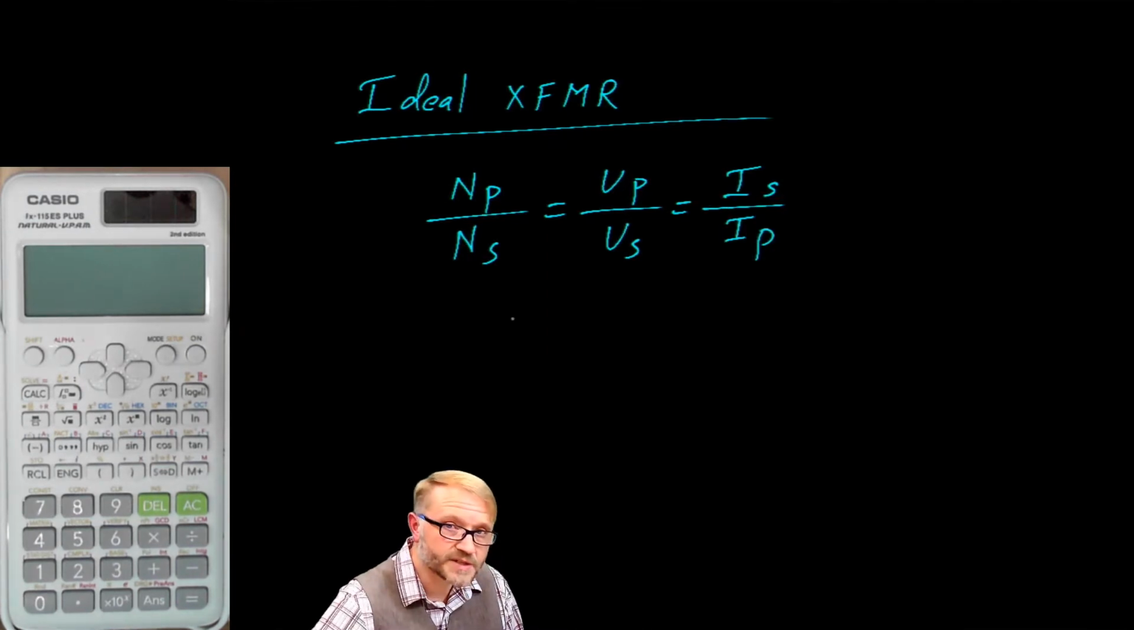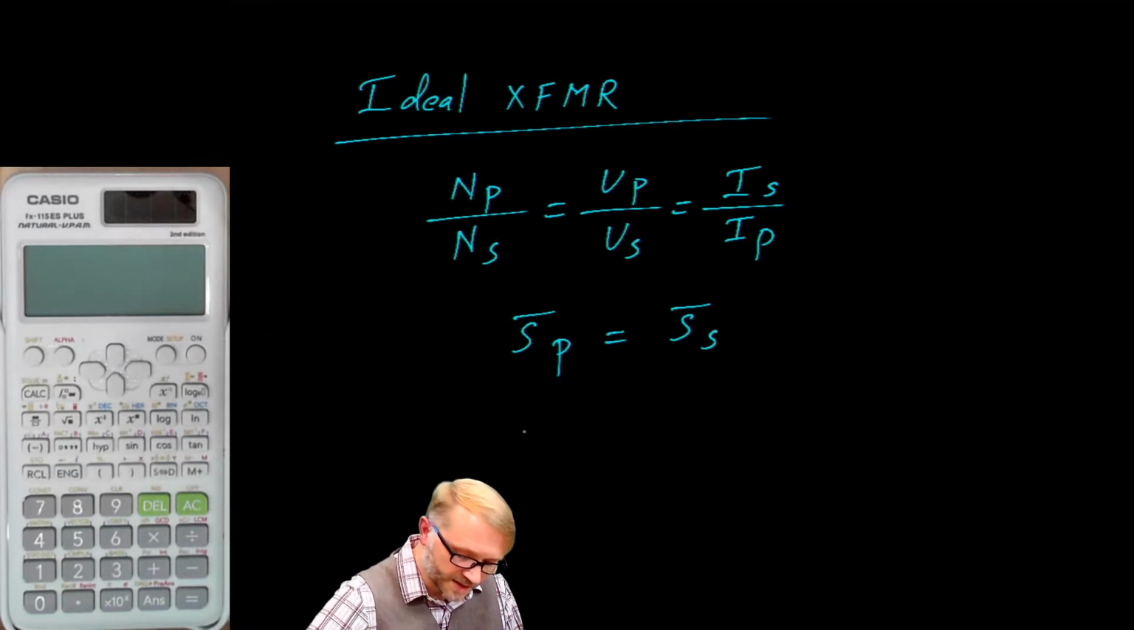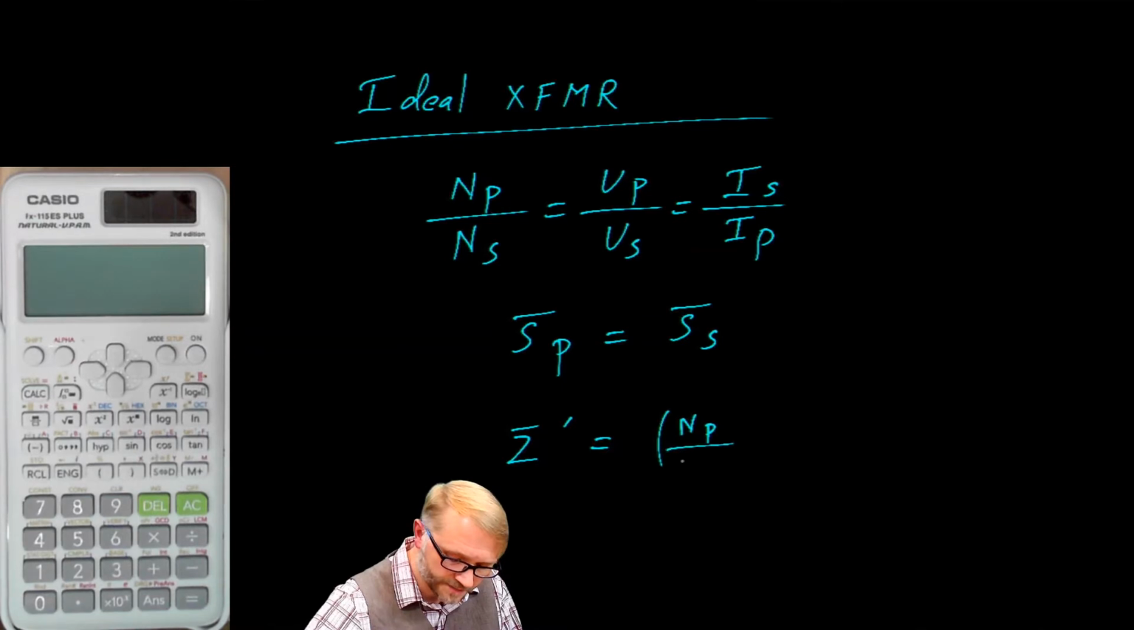There were two other things you needed to know. The power, which is to say the complex power in the primary, is equal to the complex power in the secondary. And then there was this other property where the impedance that's reflected through the transformer, this Z prime, is the turns ratio squared multiplied by the impedance of the load.